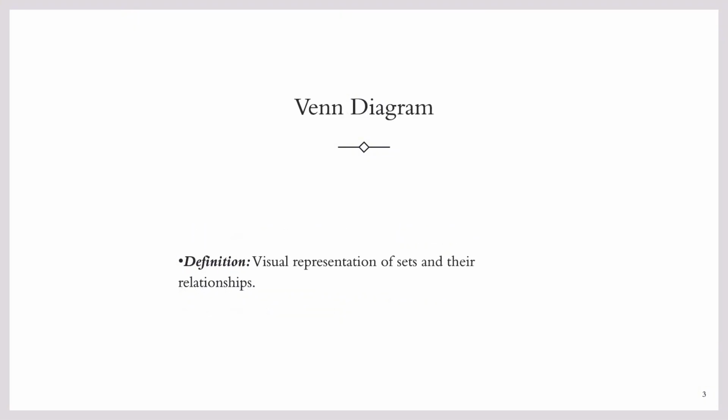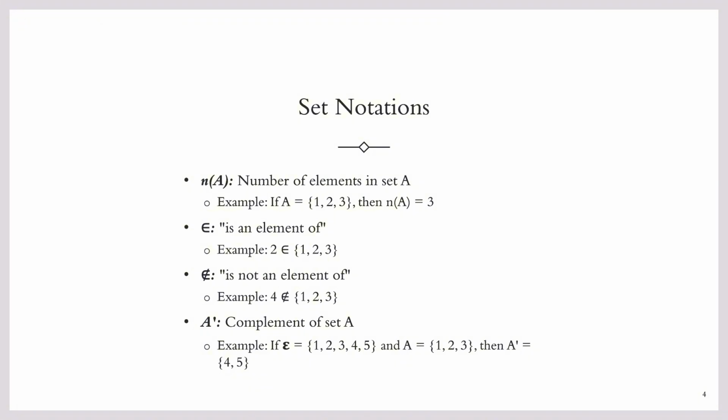A Venn diagram, on the other hand, is the visual representation of sets and their relationships. So now let's talk about set notations. Set notations are the notations used with sets, and they tell us what each element of a set corresponds to in relationship to the other. For example, if we write n(A), it would be read as n of A. It means that we are talking about the number of elements in any set A.